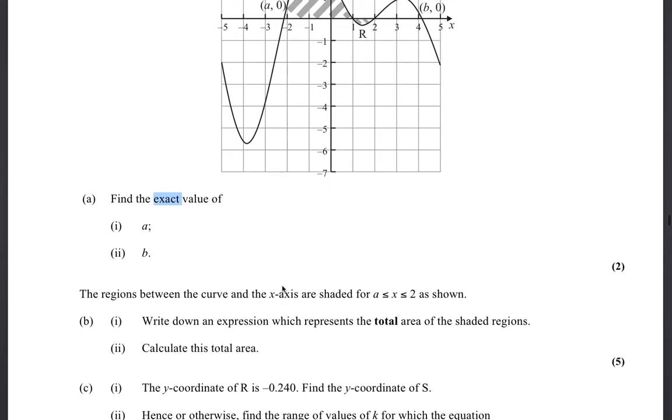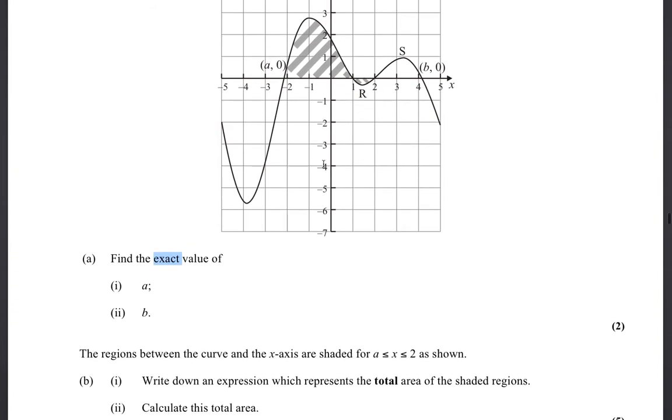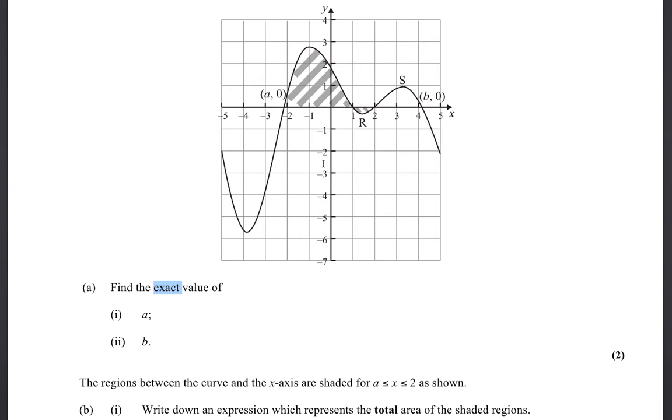The next one: the regions between the curve and the x-axis are shaded for x between a and 2. Write down an expression which represents the total area of the shaded region. Very simple, you have to write two integrals. The first integral is from a, which is minus 2.14, to 1 of h of x dx. To find the area of this part, you have to find the integral from 1 to 2 of h of x dx and then find the absolute value, since the area lies below the x-axis.